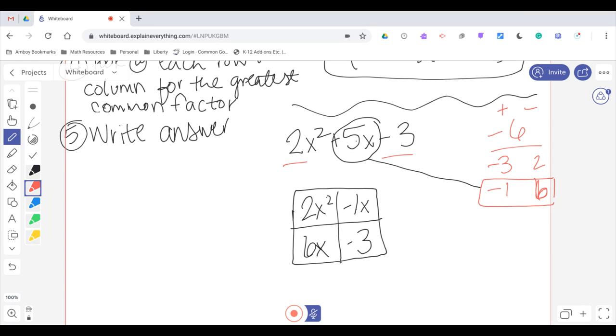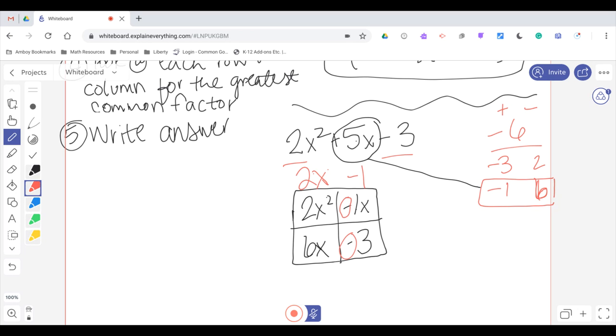So I'm going to start with 2x squared and 6x, that column. They both have an x, and the largest number that goes into both of them is 2. My next column, negative 1x and negative 3, I cannot pull out an x, but 1 goes into both of them. And because they're both negative, I'm going to pull out a negative 1.